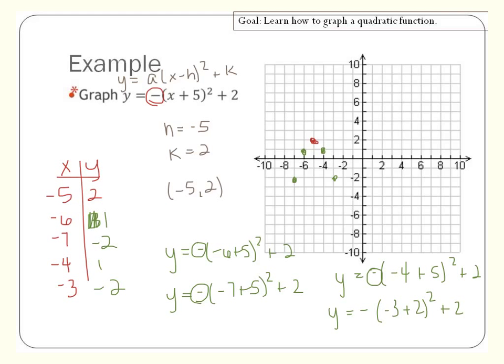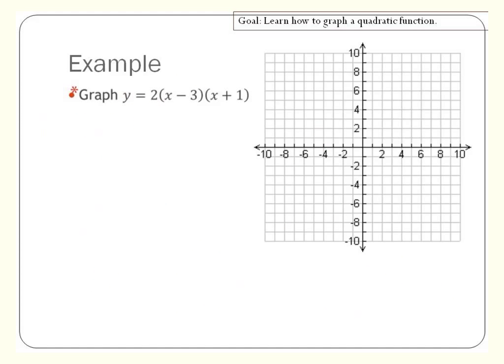So you're graphing still using a table, but because it's in vertex form, it already tells you where to start, and you didn't have to use your x equals negative b over 2a, which you can use if you don't know where to start.